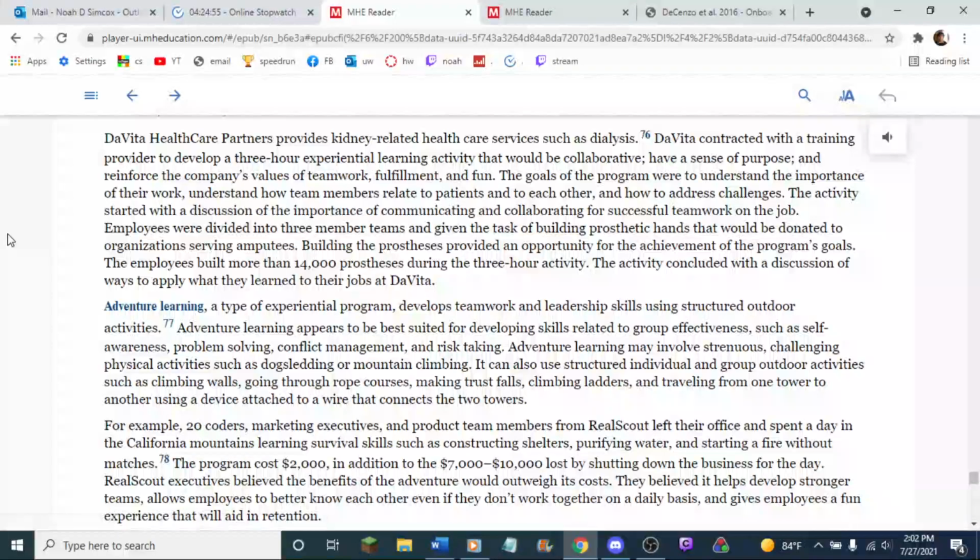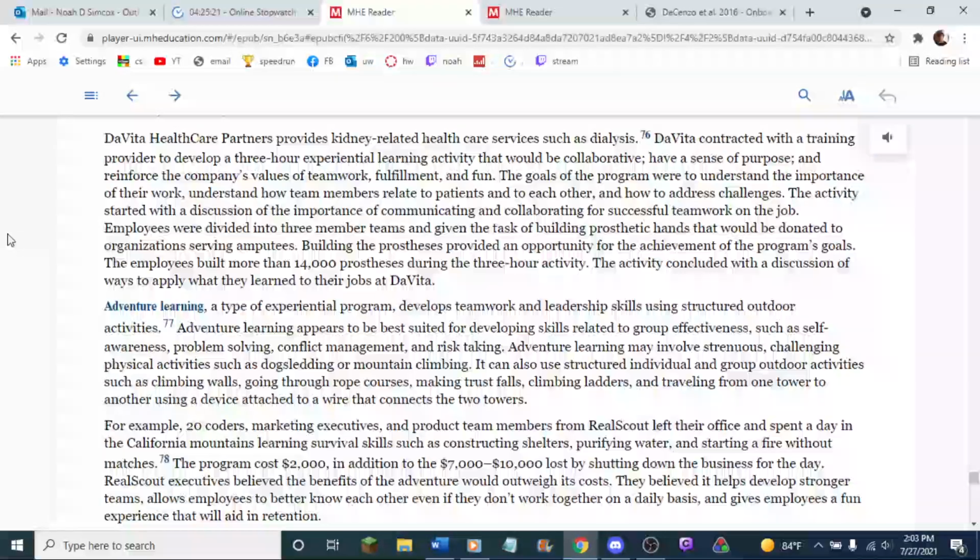DaVita Healthcare Partners provides kidney-related healthcare services such as dialysis. DaVita contracted with a training provider to develop a 3-hour experiential learning activity that would be collaborative, have a sense of purpose, and reinforce the company's values of teamwork, fulfillment, and fun. The goals of the program were to understand the importance of their work, understand how team members relate to patients and to each other, and how to address challenges.